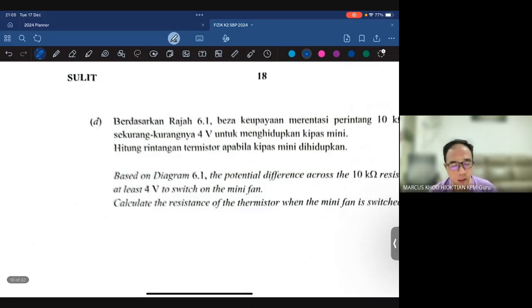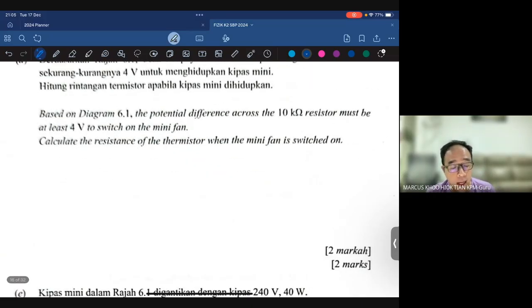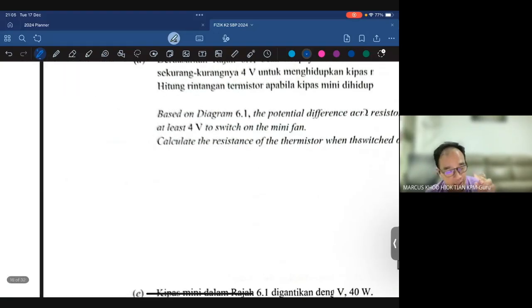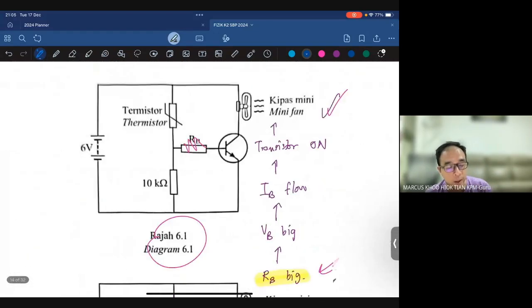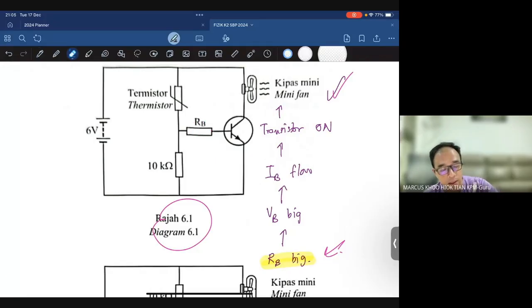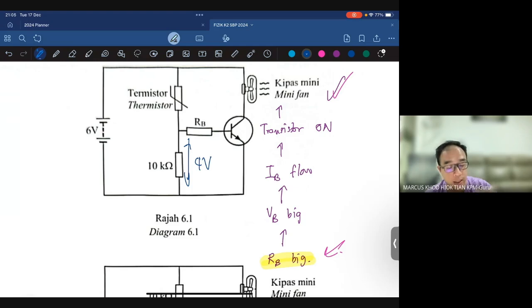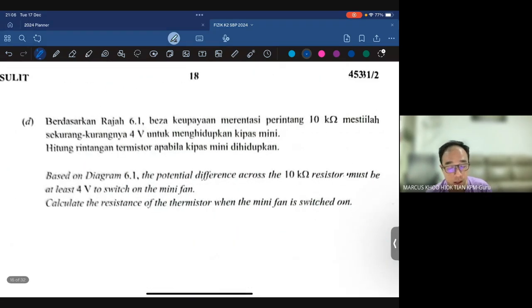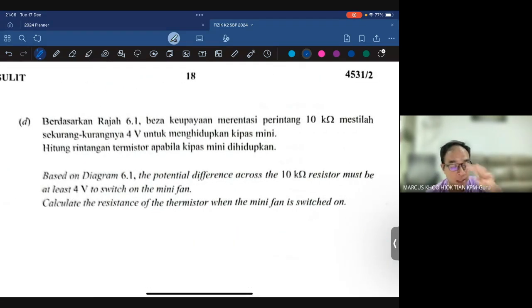Okay, all right. Based on diagram 6.1, the potential difference across the 10 kilo ohm resistor must be at least 4 V to switch on the mini fan. Okay, let's mark this down first. 6.1, dia cakap di sana, dia punya voltan di sini mesti 4 volts. Oh, sorry, 10 kilo ohms. Okay. Must be at least 4 volts.